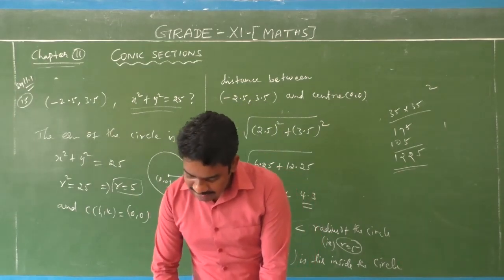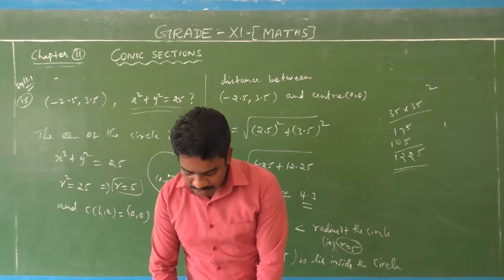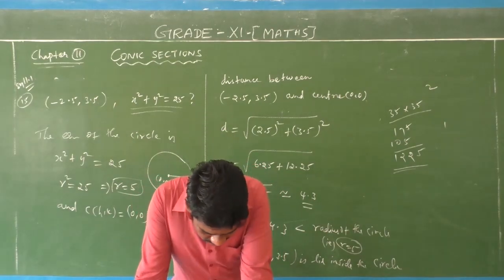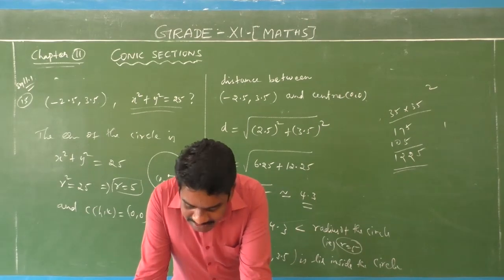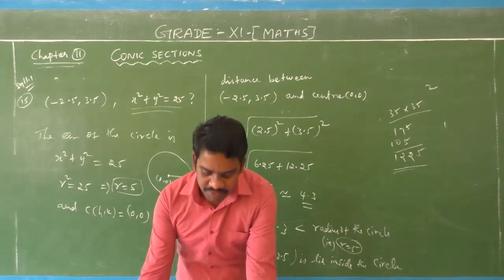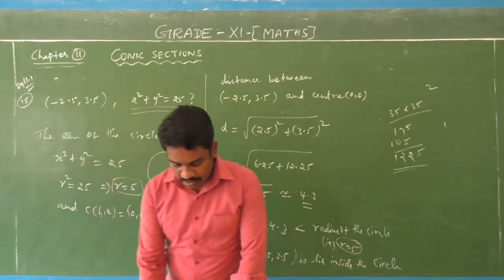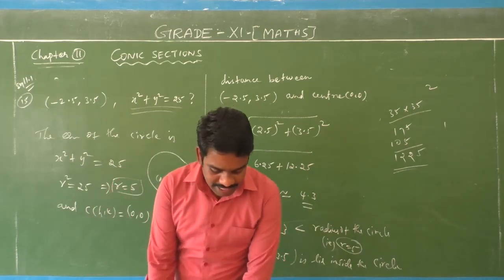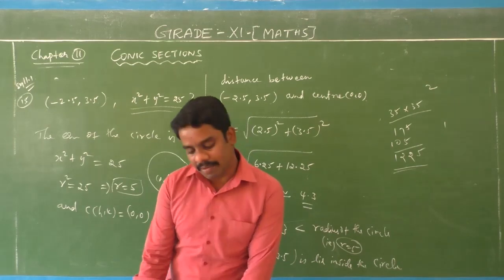Okay, exercise number 11.1 is completed. Listen, page number 240, examples 1, 2, 3, 4. They are very simple questions, so examples 1, 2, 3, 4 are homework. The next class is parabola, ellipse and hyperbola. Right, bye.